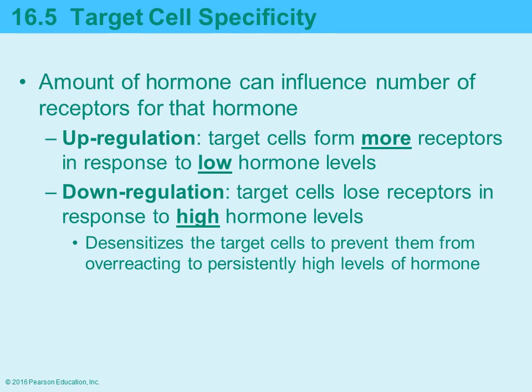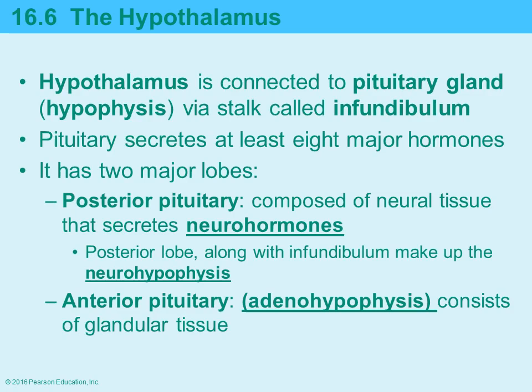So the amount of hormone can influence the number of receptors for that hormone. Target cells that form more receptors in response to low hormone levels, that's called upregulation. Downregulation is when some of the target cells might lose some of the receptors. Why? Because you have very high hormone levels. You don't want that high of a response. So it's like desensitizing. You don't want them to constantly be overreacting because there's this high consistent concentration of the hormone.